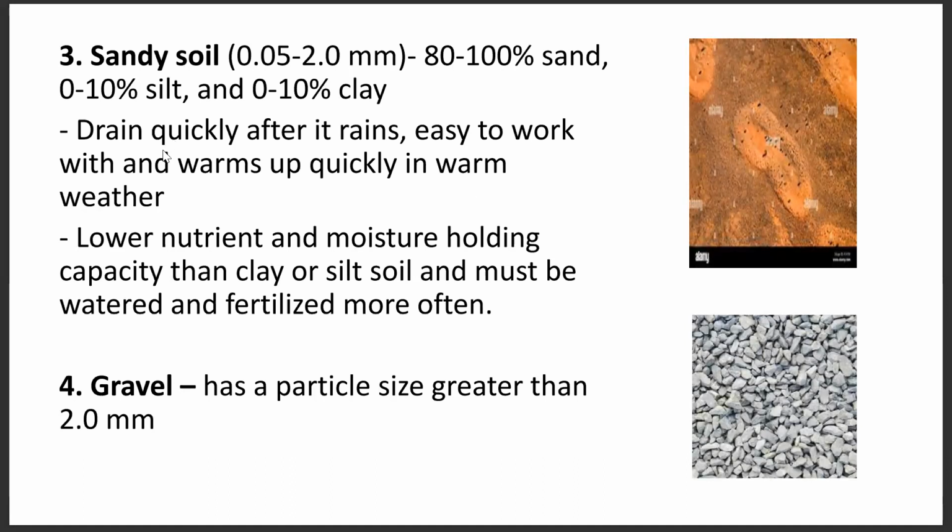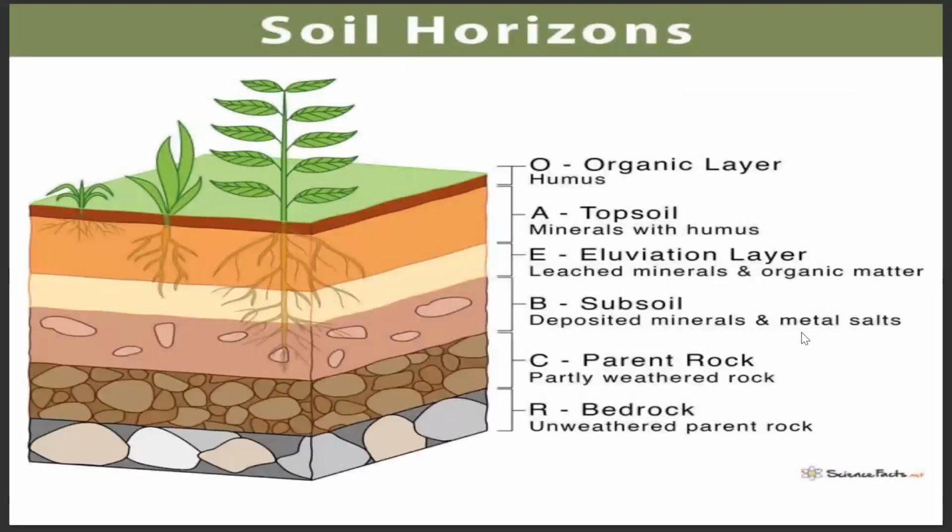So when we are dealing with sandy soil, it's actually not good for growing plants. But there are also some plants which typically grow in sand. But most of the time here in the tropics, it's better to choose a type of soil that is good, for example, humus. Next would be gravel, which has a particle size greater than 2.0 millimeter. So this is our gravel, or mostly rocky type of soil.